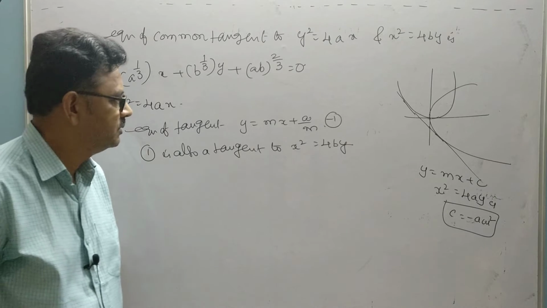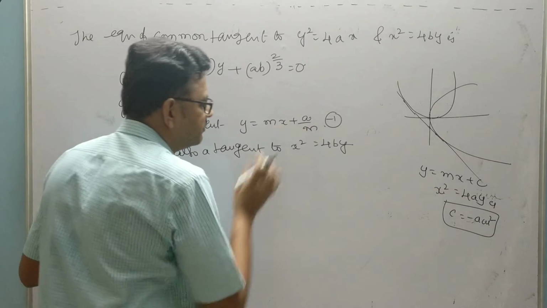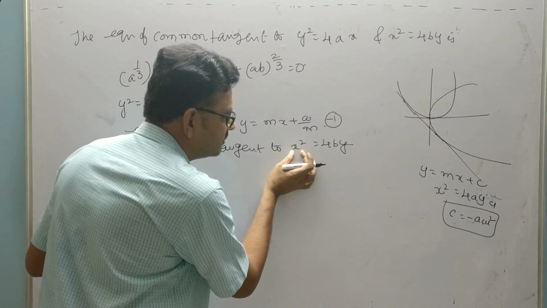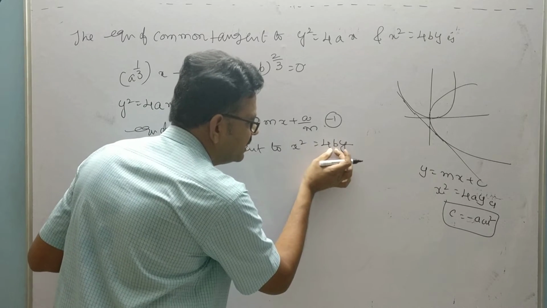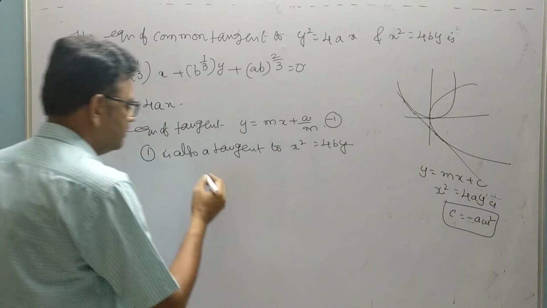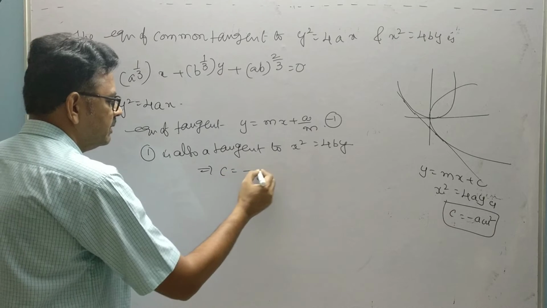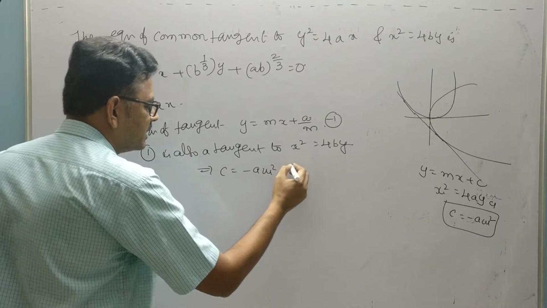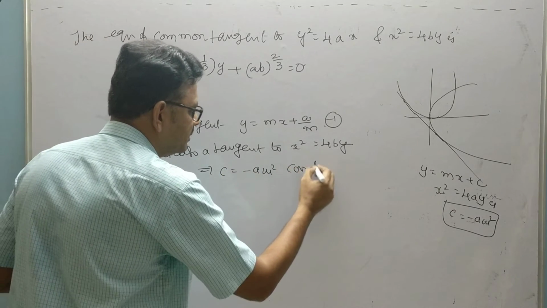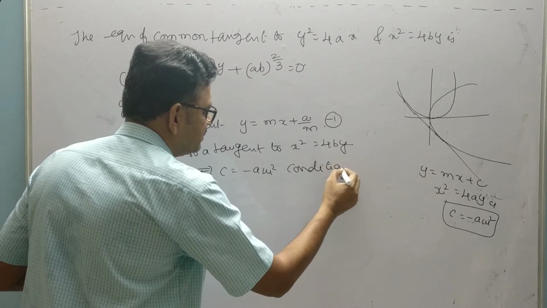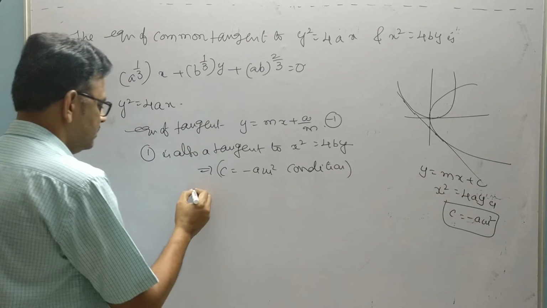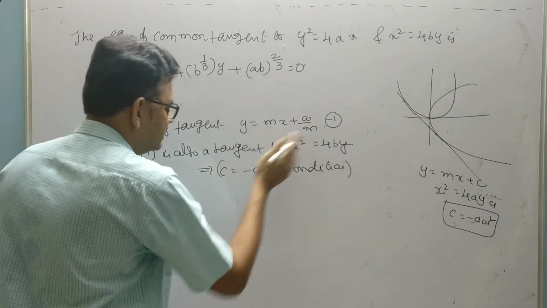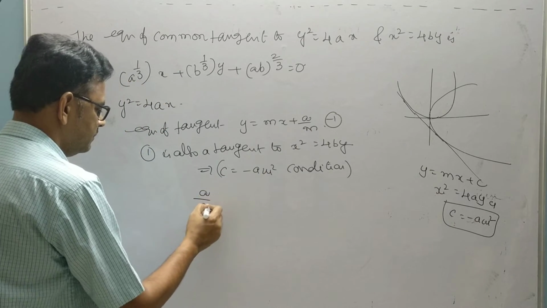First method. So this is y equal to mx plus c form. This is x square equal to 4ay form. Here a means what? Here b. So what is the condition? c equal to minus bm square. This is the condition, that is nothing but a formula. So what is c here? c is a by m.